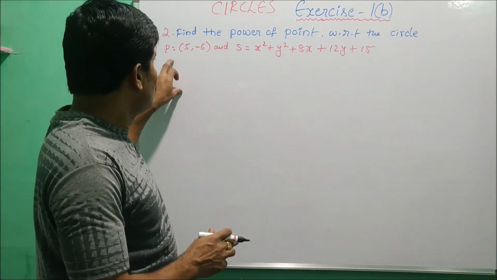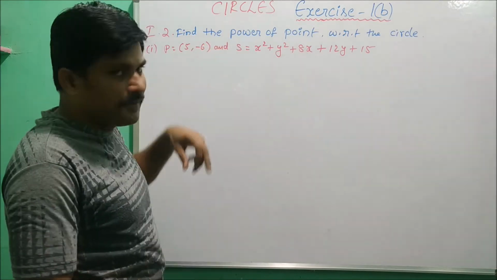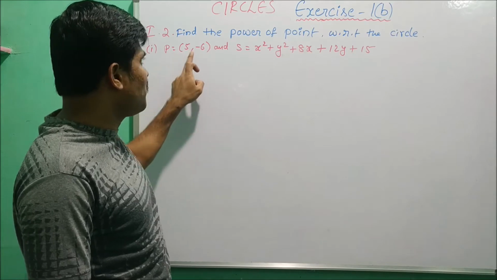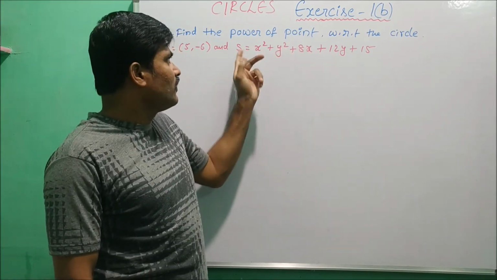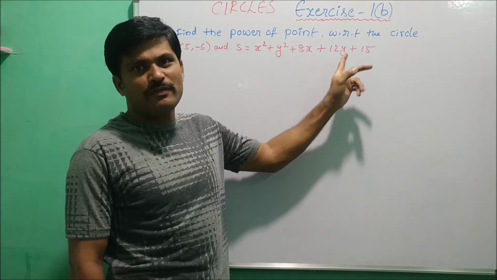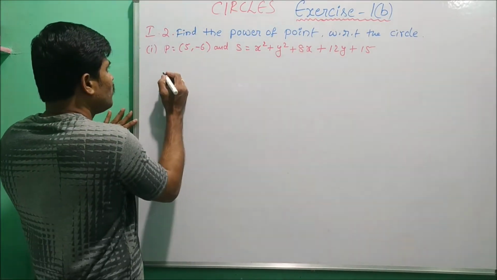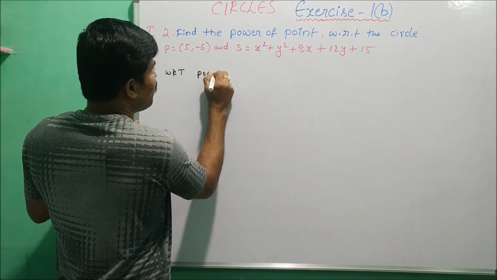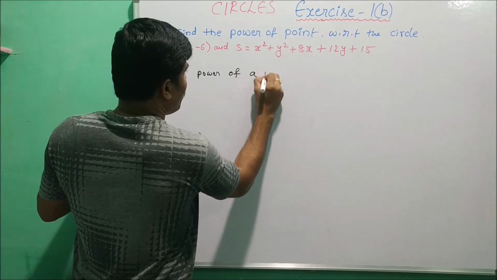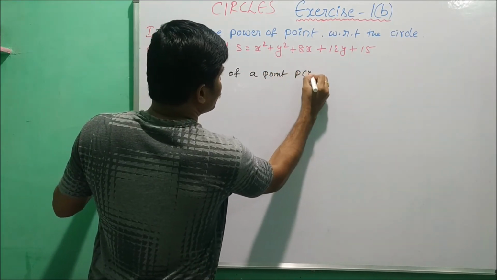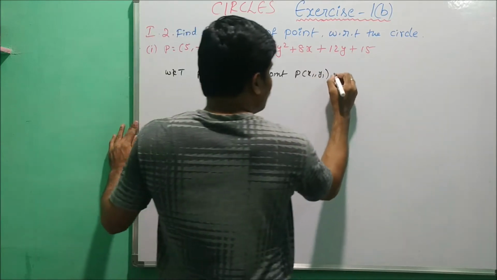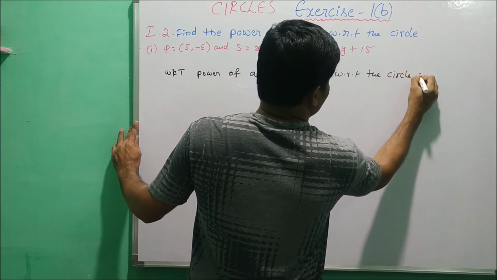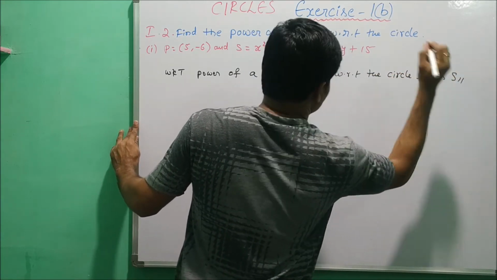So now we have to solve the exercise sums, first problem and second one. The first problem is given P equals (5, minus 6) and the circle S = x square plus y square plus 8x plus 12y plus 15. So here also first we write the formula. We know that the power of a point P(x1, y1) with respect to the circle S = 0 is S11.